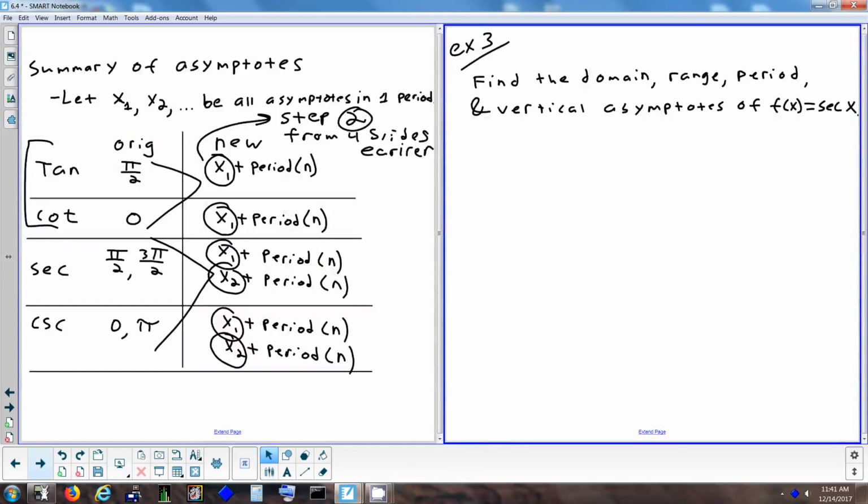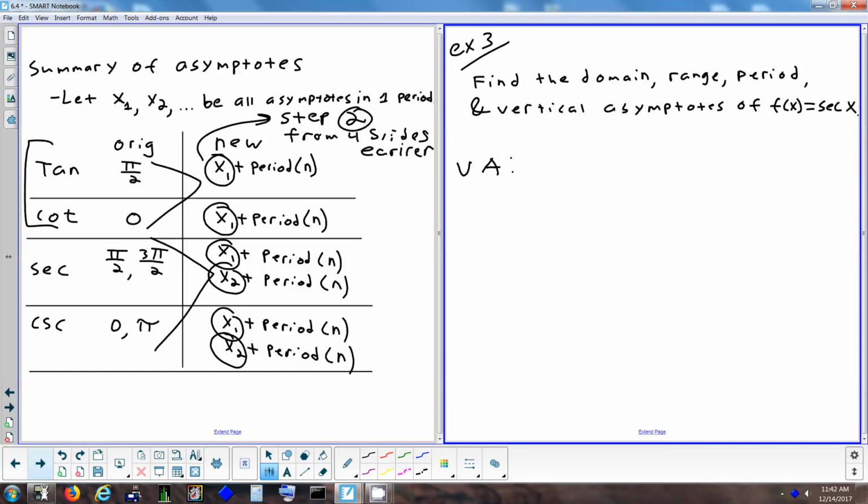Okay. So this question says, find the domain, range, period, and vertical asymptotes of secant. I'm actually going to start with the last thing, the vertical asymptotes. Now, are we doing anything to the secant function? Like, are we stretching it? Are we shifting it? Are we changing the period in example 3? No, it's just a basic secant function, so I don't have to do anything.